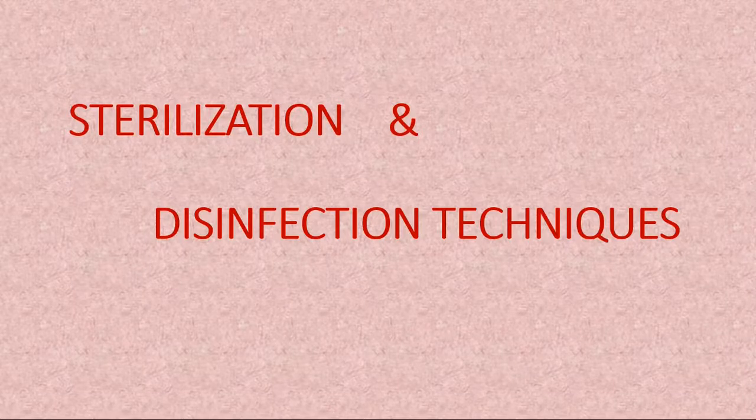Hi everyone. In part 1, part 2, part 3, and part 4, we learned about different types of physical methods of sterilization. That is heat sterilization methods, then the radiation method of sterilization, and then the filtration method of sterilization. In this part, we are going to discuss chemical sterilization, that is, disinfection techniques.